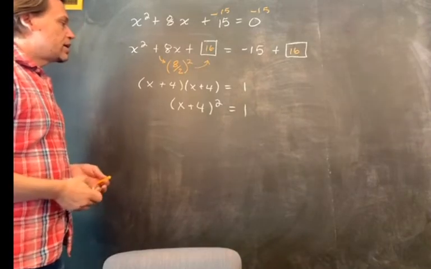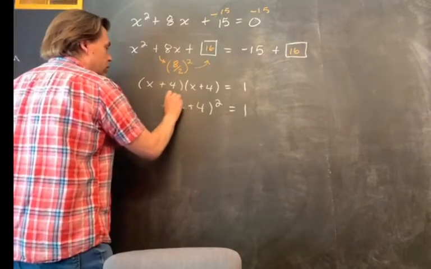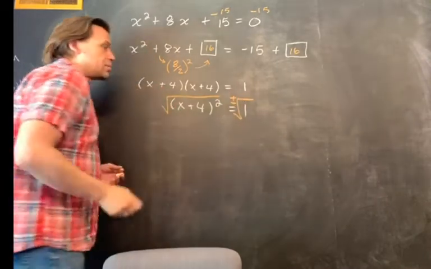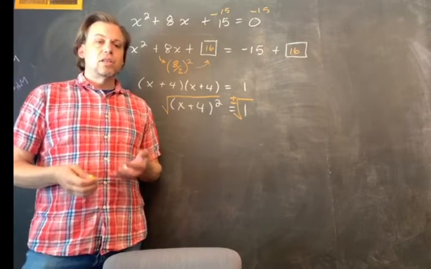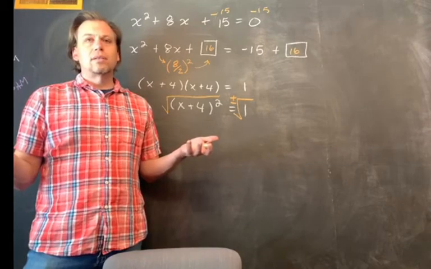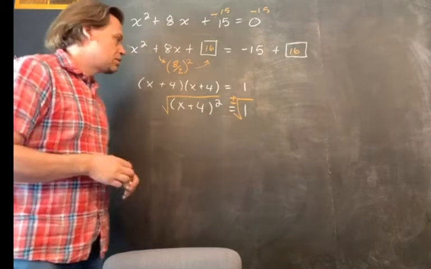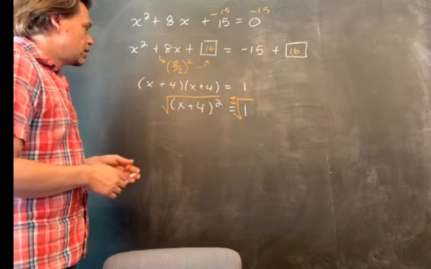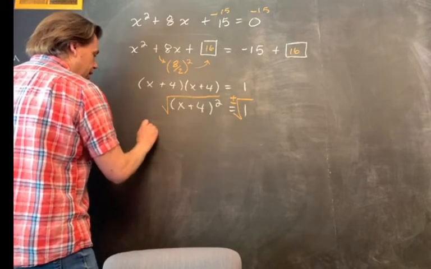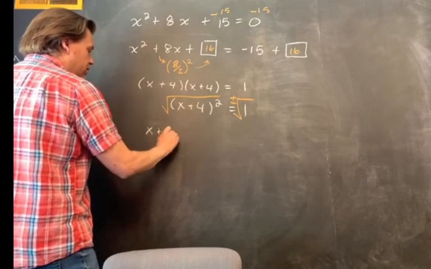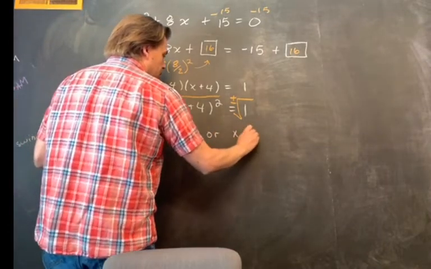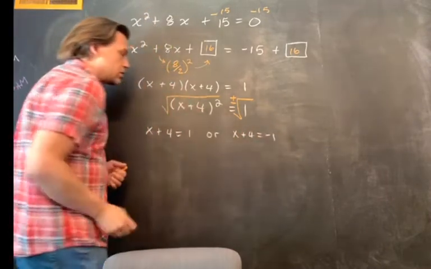Well, to solve this equation then, I take the square root of both sides, and the 1 on the right, I'm going to write as positive or negative, because 1 squared is equal to 1 and negative 1 squared is equal to positive 1. Two different answers. That's going to give me two different equations. So this becomes x plus 4 equals 1, or x plus 4 equals negative 1.